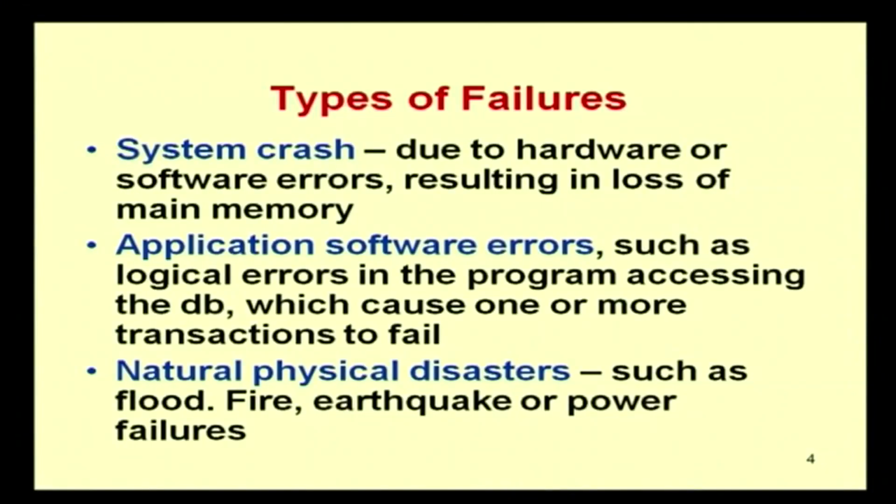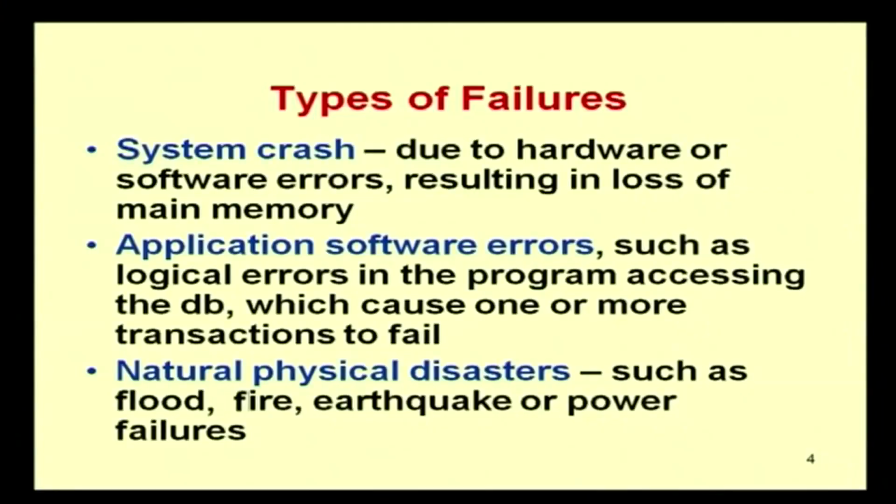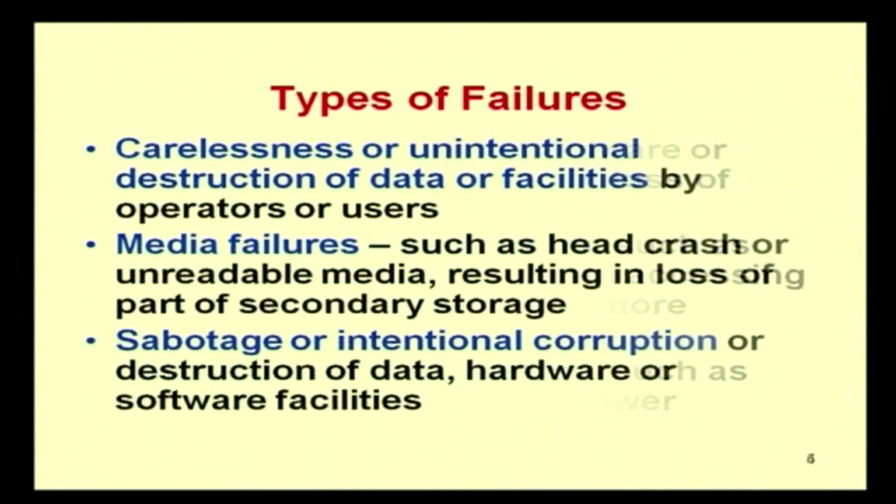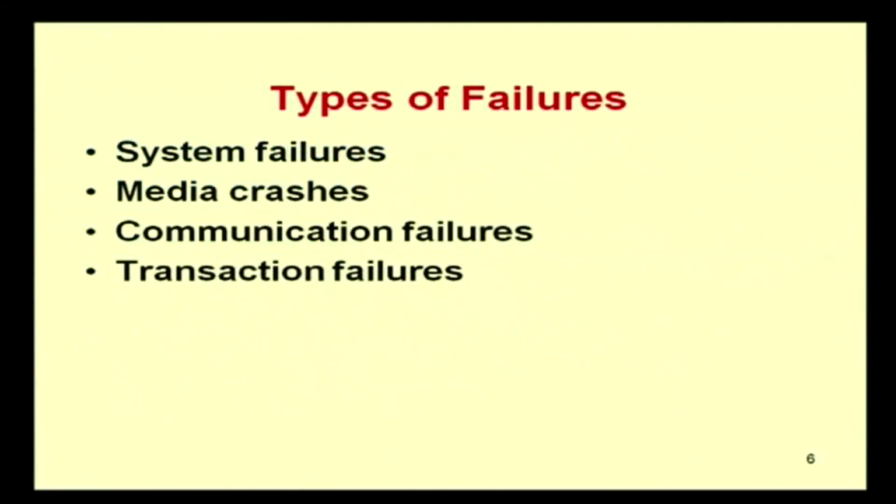So, what are the types of failures that can occur? One is system crash, which can be due to hardware or software errors, and can result in main memory loss. Application software errors, logic errors in the programming accessing the database, can cause some transactions to fail, or natural physical disasters such as flood, fire, earthquake or power failures. Sometimes failures can be caused by carelessness or unintentional destruction of data without saving, media failures such as head crash or unreadable data, or sometimes purposely done by sabotage or intentional corruption of either data, hardware or software. So, basically we can divide failures into four: system failures, media crashes, communication failures and transaction failures.